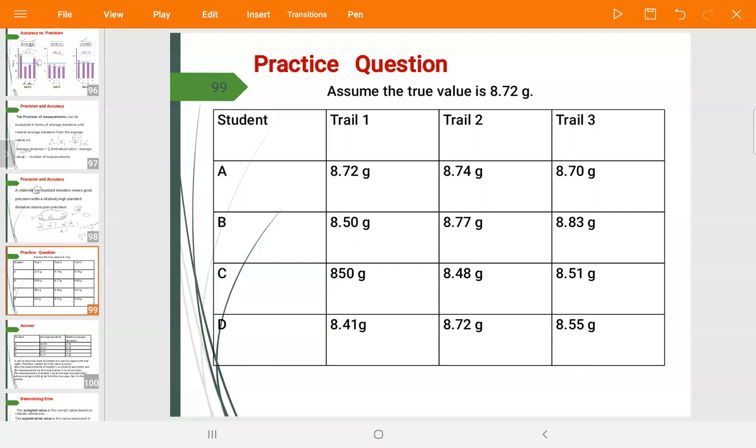So for example, now you will be given the true value. So to determine whether a measured value is accurate or not, you have to calculate what? The average value. If the average value is close to the true value, we call it accurate. So I have to use relative here. Okay, let's do this, okay?